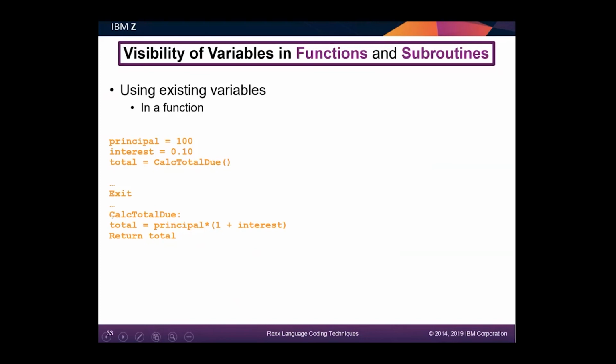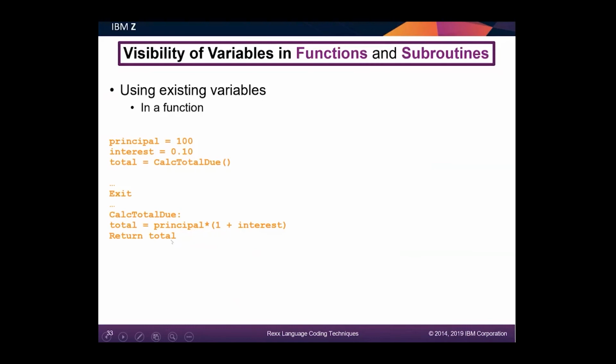So here's my definition of calculate total due, and I say total equals principal times 1 plus interest. So principal and interest are visible from the main program because I have not localized them. Total is visible from the main program.